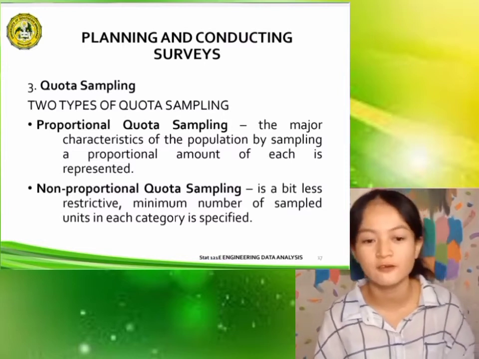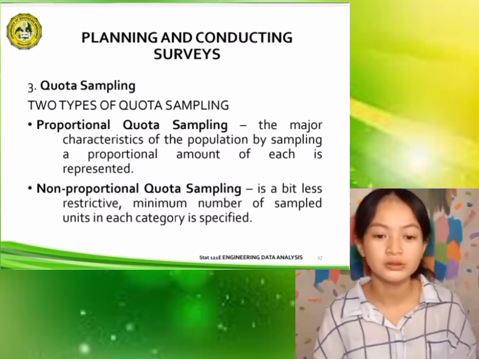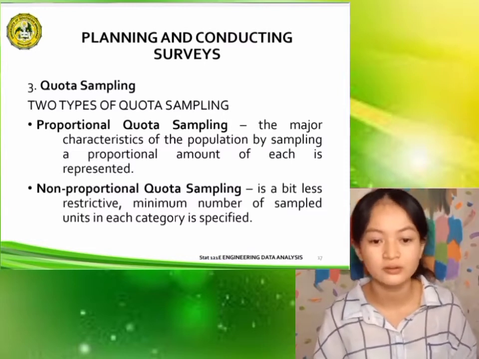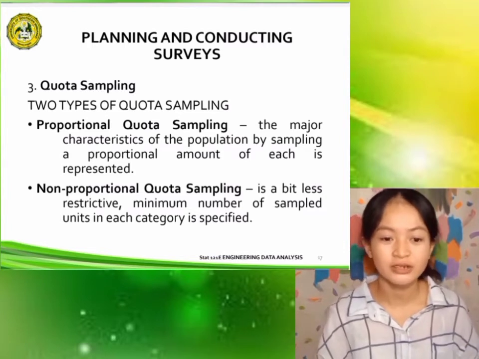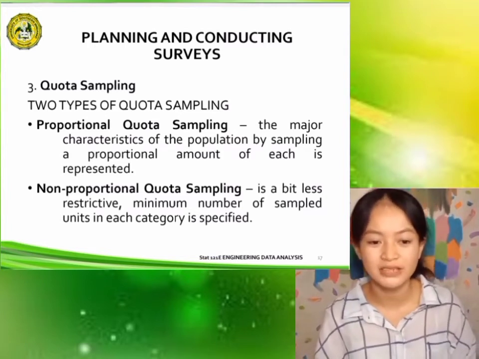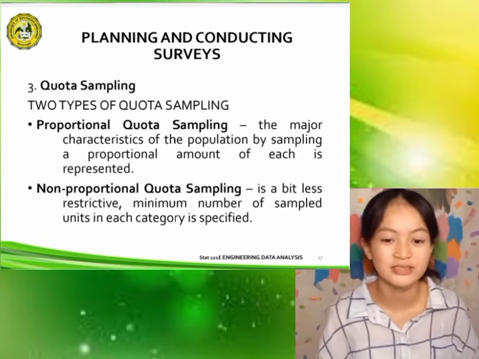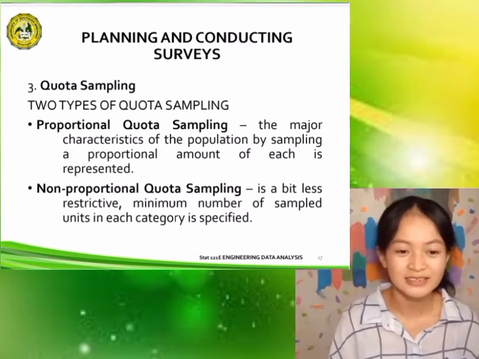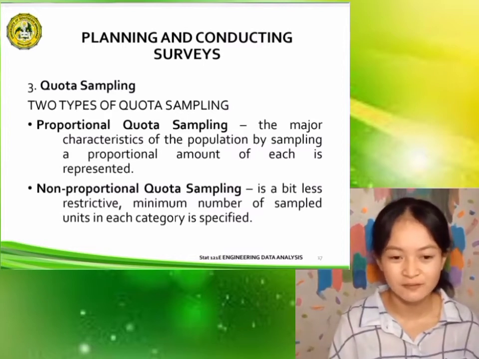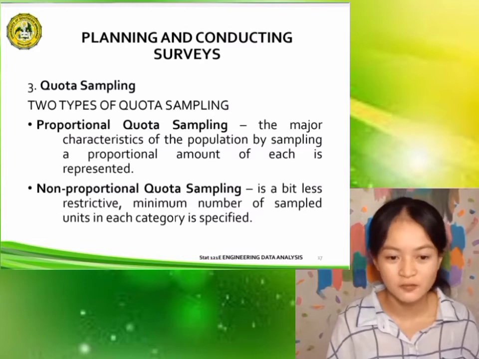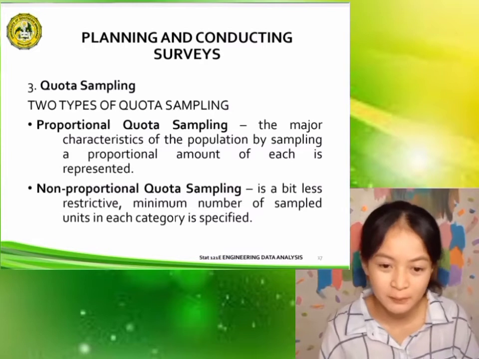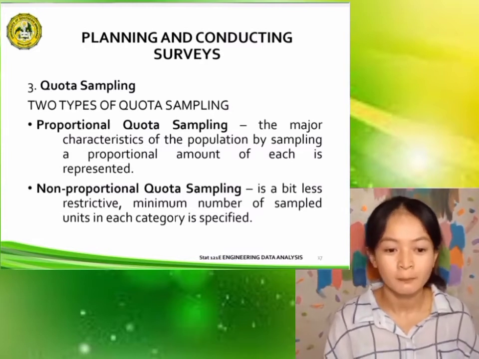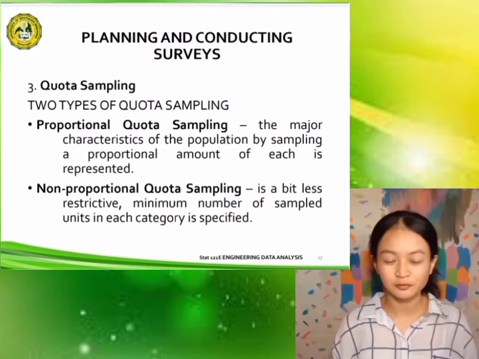So we have two types of quota sampling, which are the proportional quota sampling and the non-proportional quota sampling. Proportional quota sampling is when the major characteristics of the population are represented by sampling a proportional amount of each. Next, non-proportional quota sampling is a bit less restrictive. In this method, a minimum number of sampled units in each category is specified, and it is not concerned with having numbers that match the proportion in a population. This is an example of quota sampling.